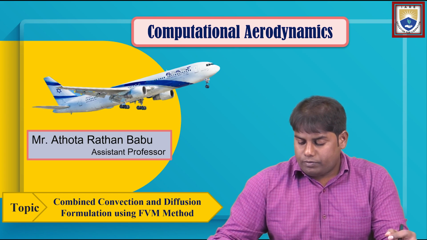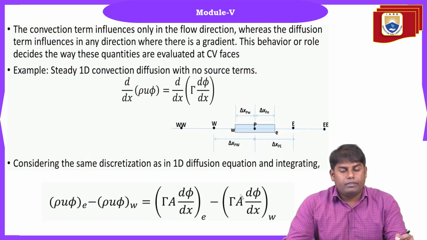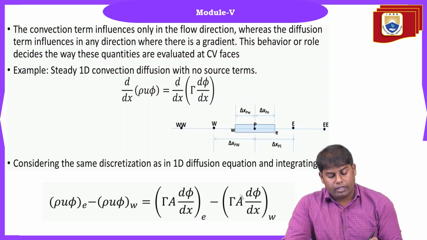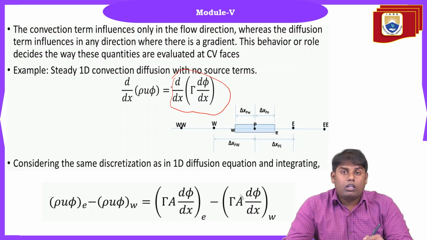Okay, so in the previous session, we have seen in depth about only the convection term. So in depth about the diffusion term, where we have discussed the aspect about d by dx of gamma d phi by dx. Okay, so if we take only the diffusion term, what are the finite volume equations, and then how do we arrange the matrix with a sample example problem we have seen.